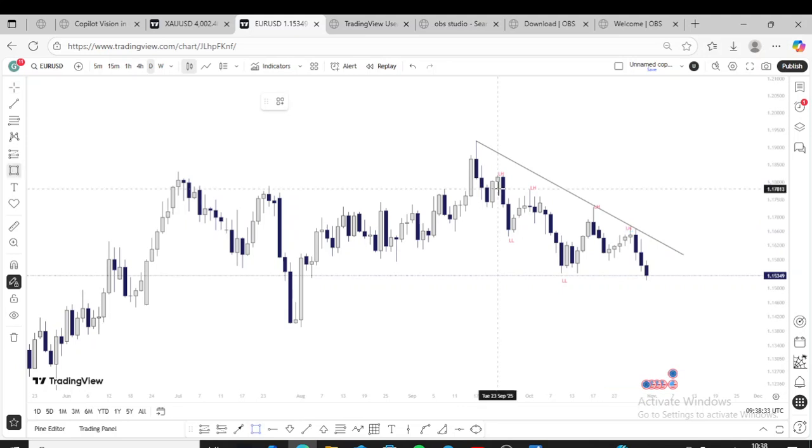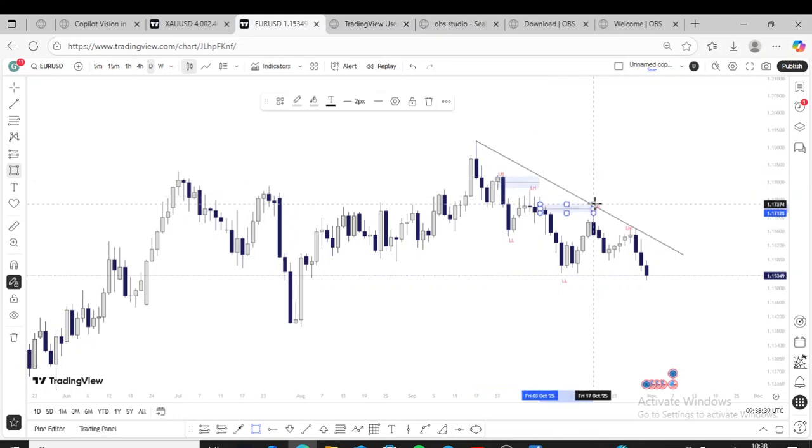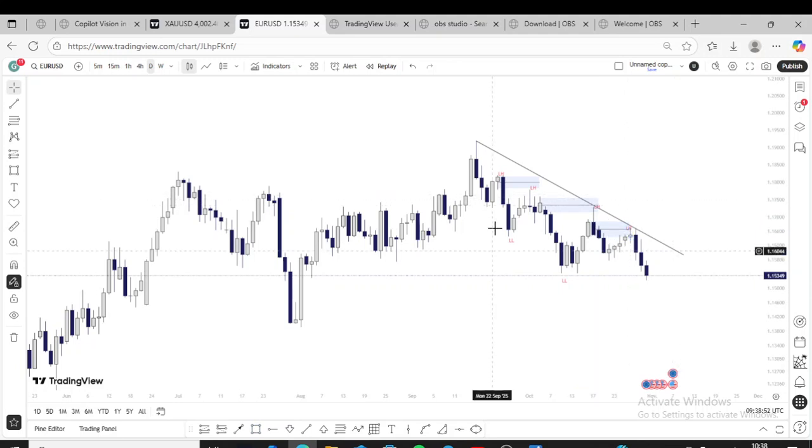So, why do I say so? More confidence: you can see supplies. Check where price has been reacting to. Price has been reacting to supplies, and then demands are failing. So, supplies are fully in control of this market.